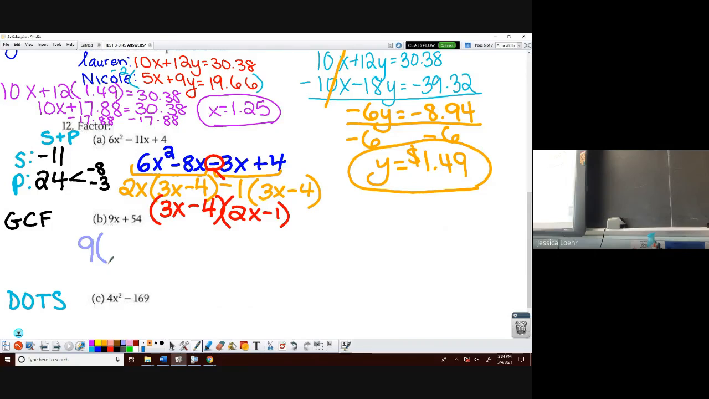What goes inside the parentheses when I pull the 9 out? Elizabeth? X plus 6. If you're not sure, 9 times what gives you 54, divide it by the GCF. 54 divided by 9 is 6.